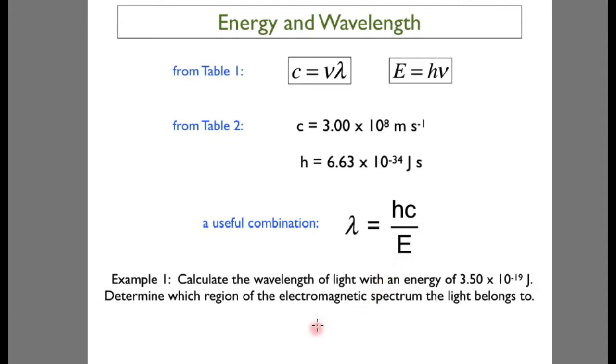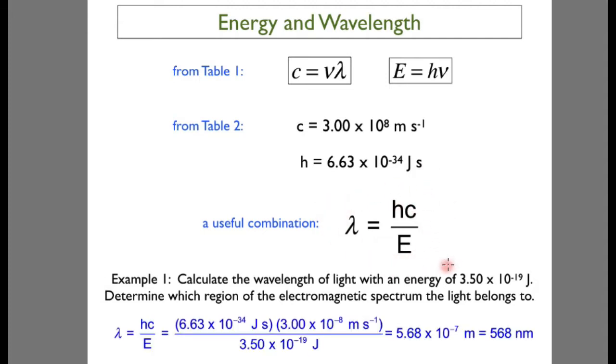Let's have a look at a question here. It says, calculate the wavelength of light with an energy of 3.5 times 10 to the minus 19 joules. Determine which region of the electromagnetic spectrum the light belongs to. We know the speed of light, and we know Planck's constant, and we know this formula. Plug in all the numbers.